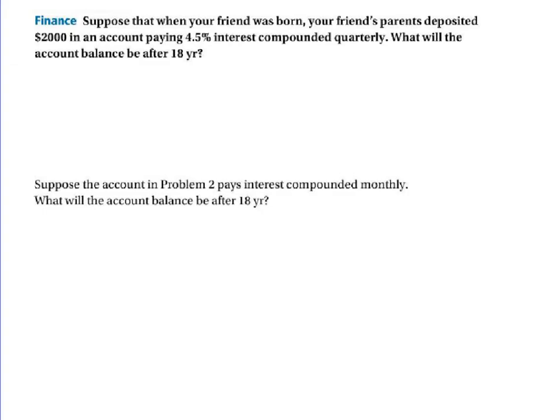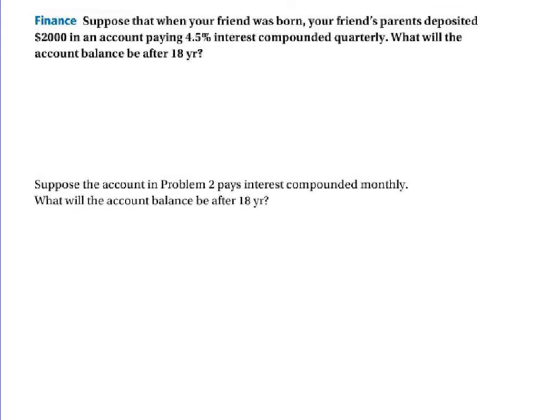Okay, so now that we know all that stuff, let's see if we can solve a problem. It says, suppose that when your friend was born, and maybe some of you are in this situation, your friend's parents deposited $2,000 in an account, and that account paid 4.5% interest compounded quarterly. What will the account balance be after 18 years? So when your friend turns 18, the parents are going to hand this bank account over to you.